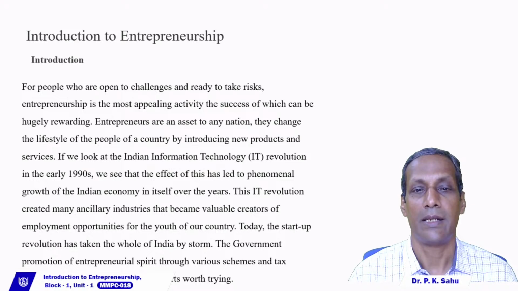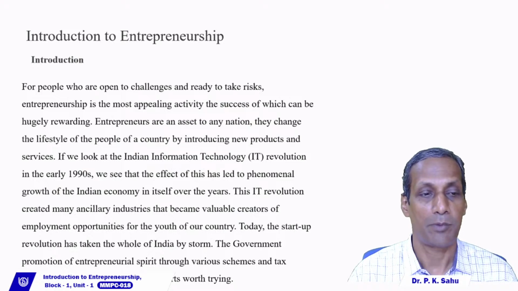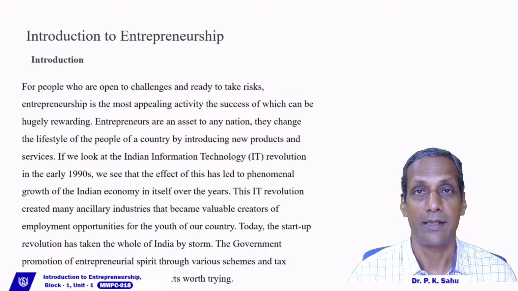If we look at the Indian Information Technology Revolution in the early 90s, we see that the effect of this has led to phenomenal growth of the Indian economy over the years. Today, India is the largest exporter of software. You will feel happy to know this. The IT revolution in India created ancillary industries that became valuable creators of employment opportunities for the youth of our country. Today, the startup revolution has taken the whole of India by storm.